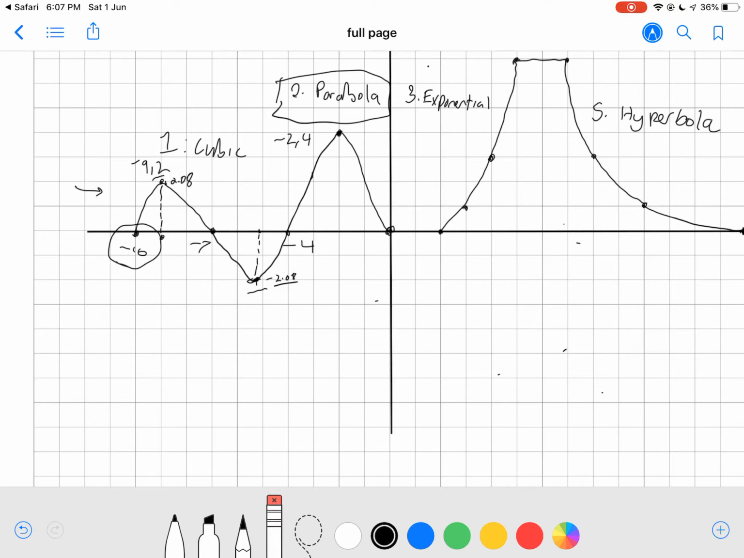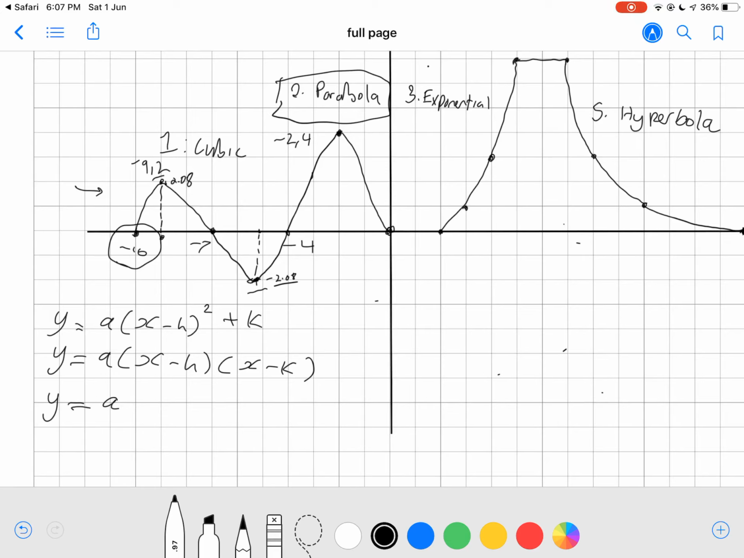So we can either use the vertex equation, which is y equals a(x minus h) whole squared plus k, where h and k are the points of the vertex. Or you can use the x-intercept formula, which is y equals a(x minus h)(x minus k), where h and k are the x-intercepts. You can use either, but in this video I'm going to use the x-intercept formula.